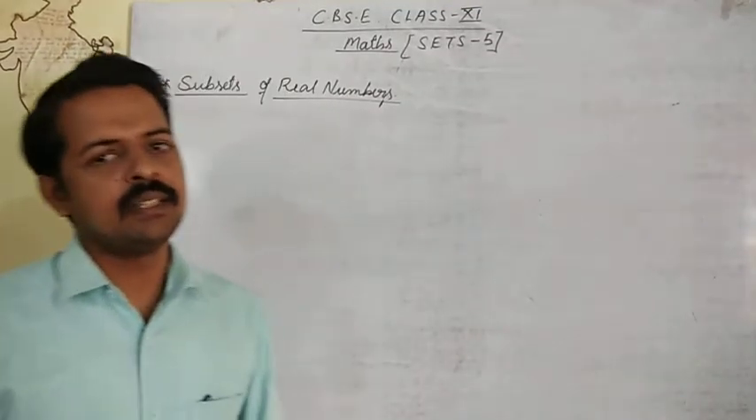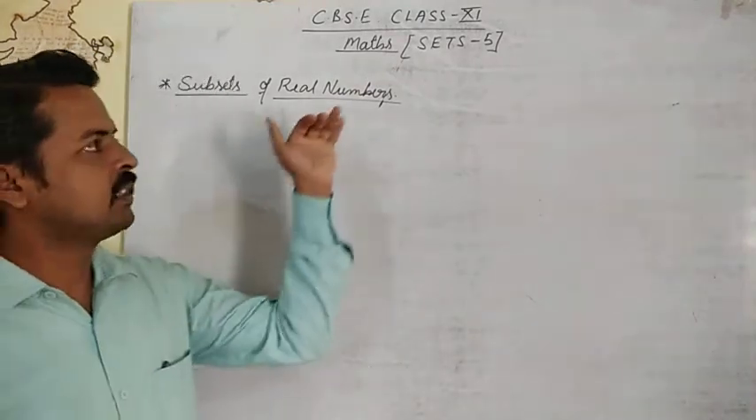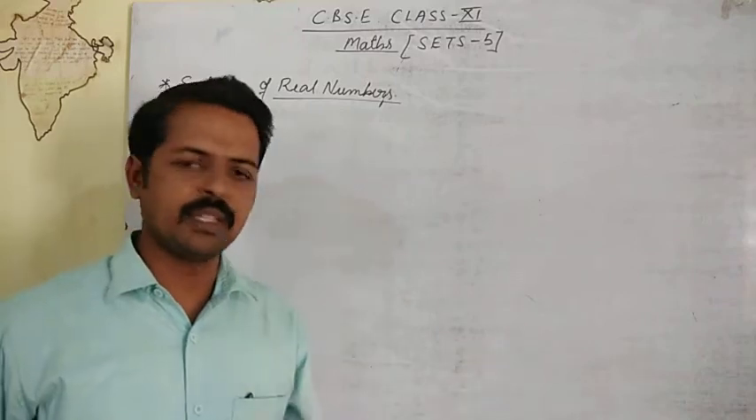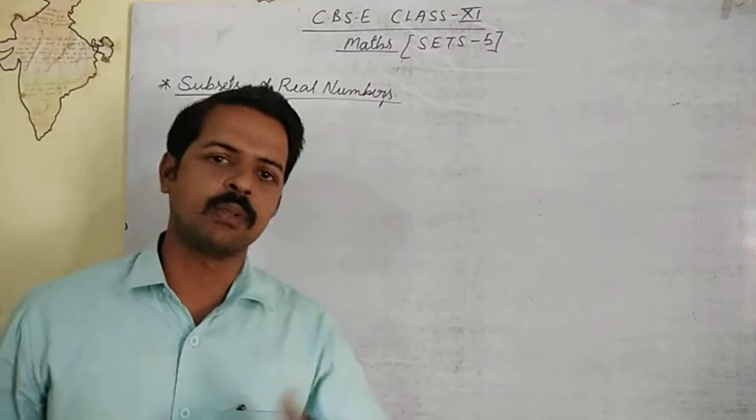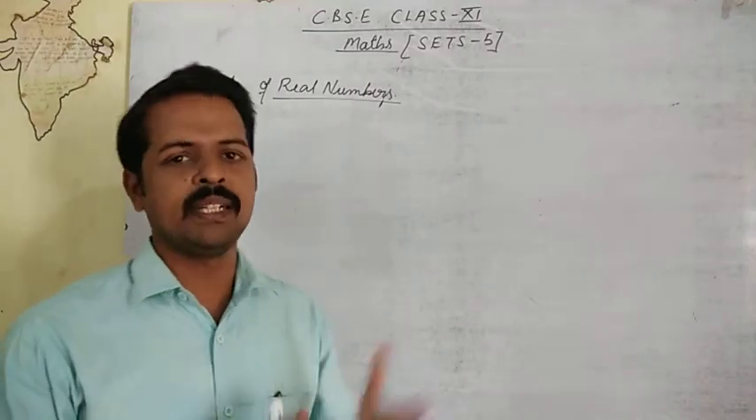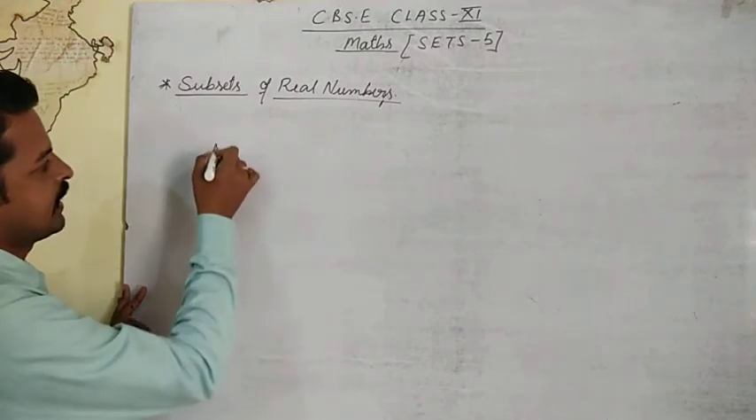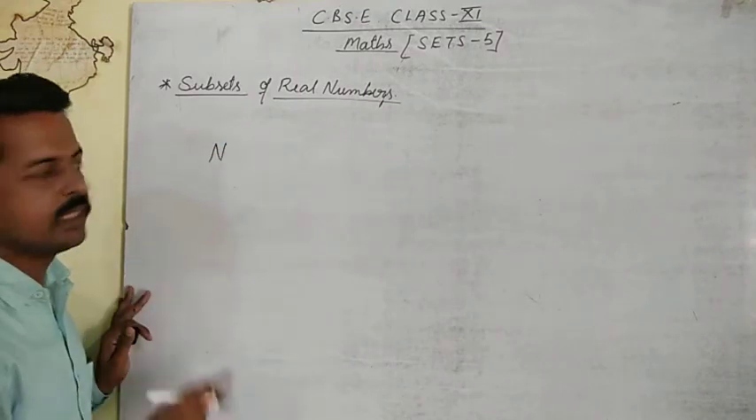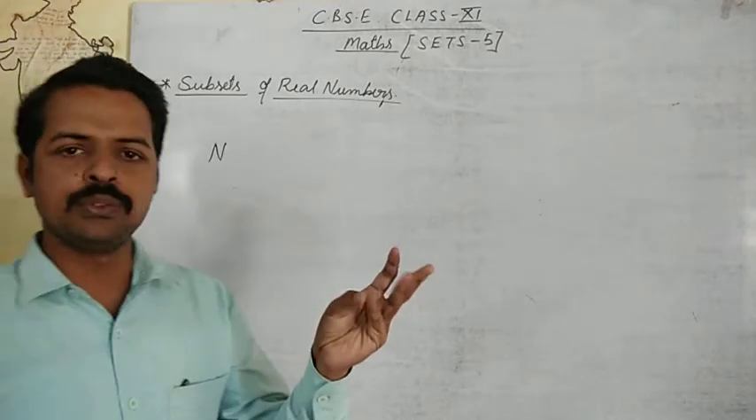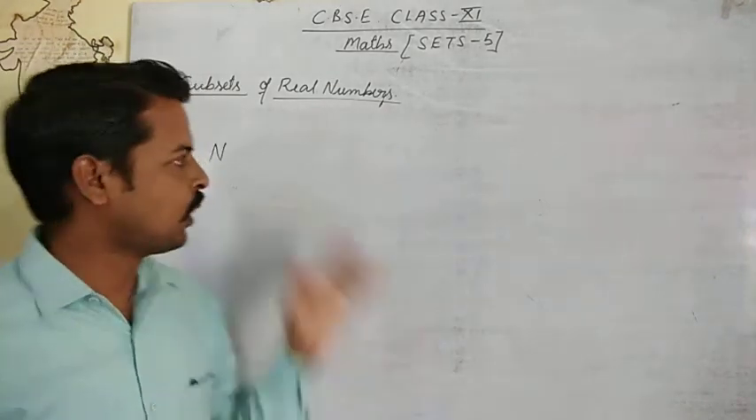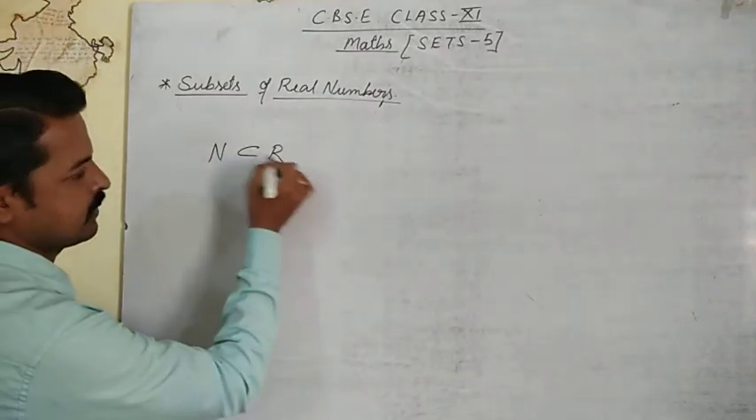In previous videos, I have told you that every number system, natural numbers, rational numbers, whole numbers, can be represented in the form of sets. All are mathematical sets. And we have to check whether the set N, the set of natural numbers, is a subset of real numbers or not. See, N has elements 1, 2, 3 and so on. So all these numbers are there in real numbers. So N is a subset of R.